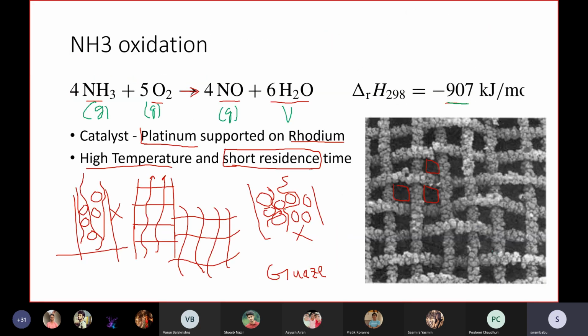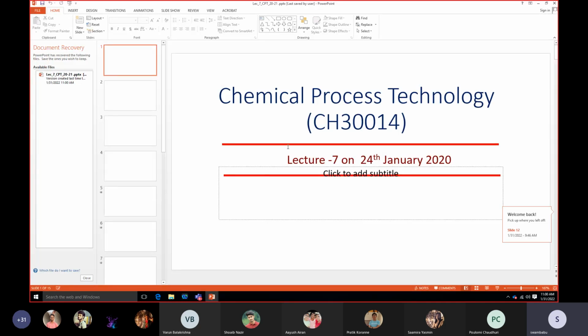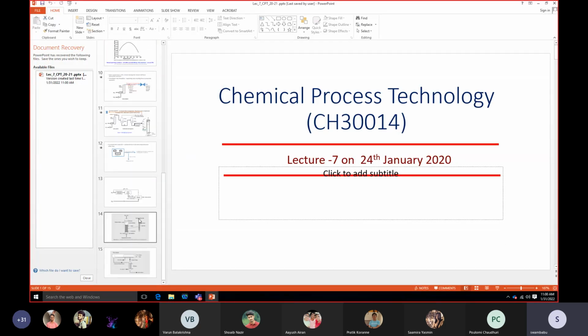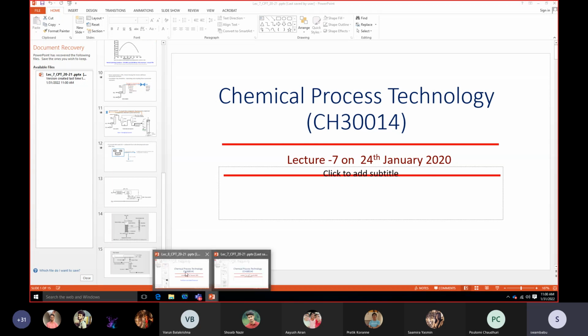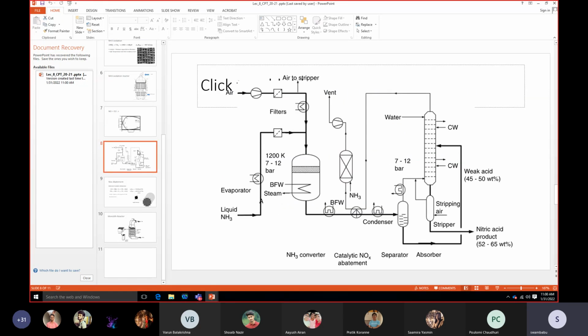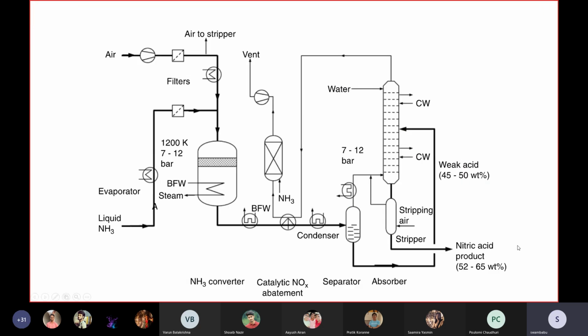Since we have water as a product here, we will get the concentration varying from 65% to 70%. So that way we'll get 52% to 65% nitric acid concentrate. This much concentrated nitric acid we are able to produce using this ammonia oxidation process.